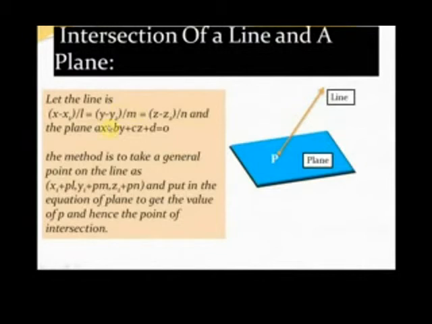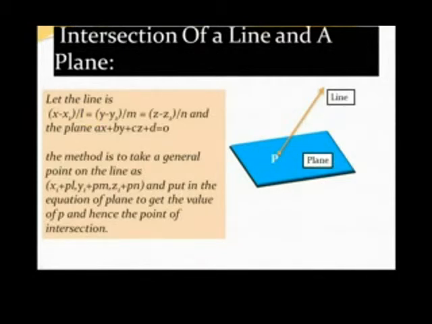So, any general point on this line would be x1 plus pl, y1 plus pm and z1 plus pn. Now, also we know that this point lies on this plane. So, we put the coordinates of this point in this equation of the plane to get the value of p. And when we get the value of p, we simply get the point P. And this is the way we find out the intersection of a line and a plane.